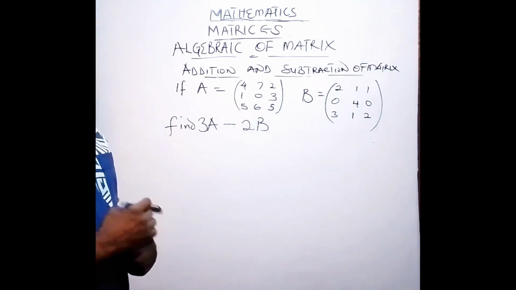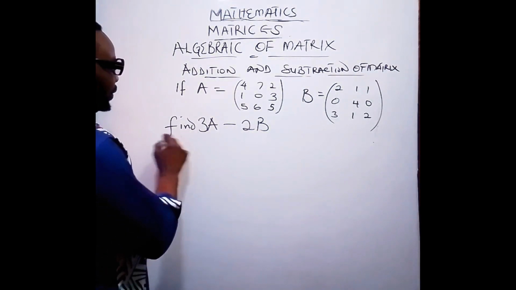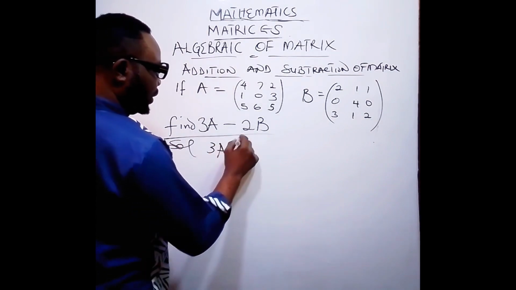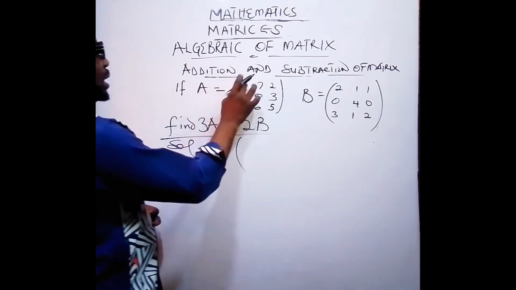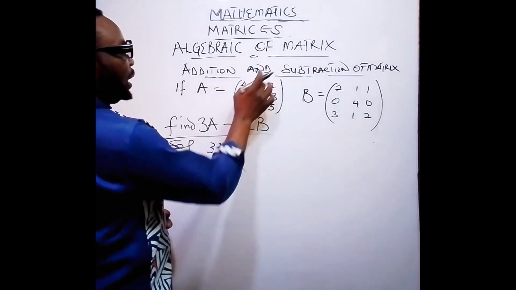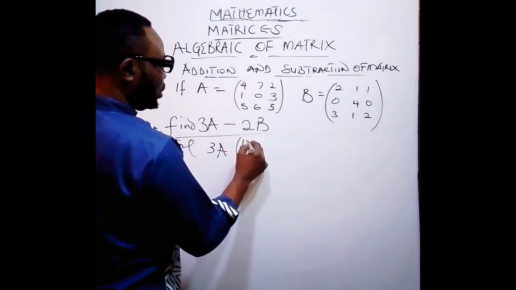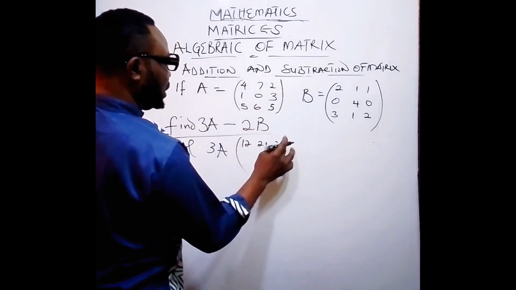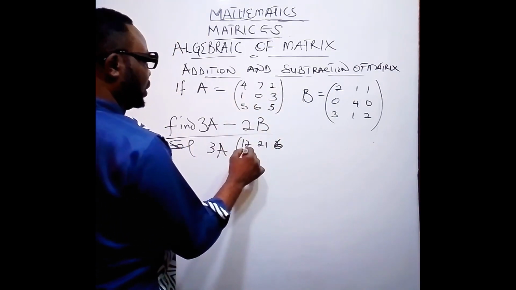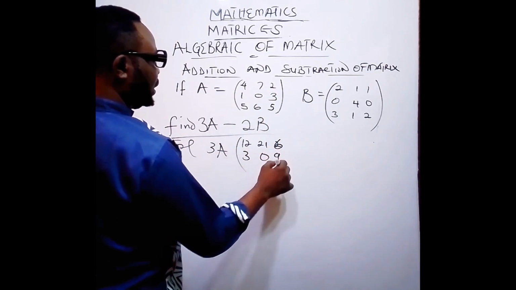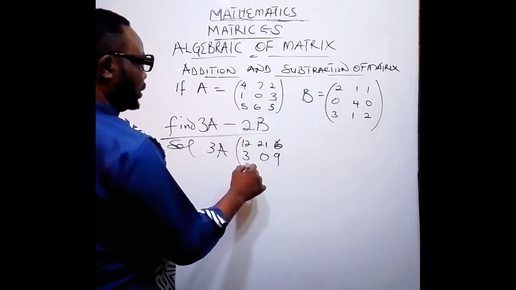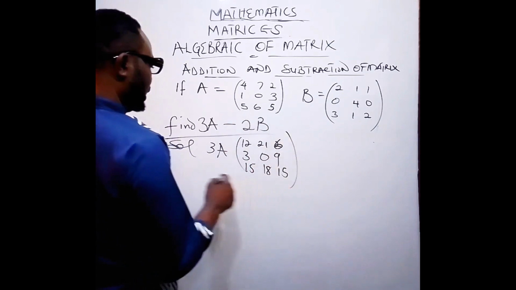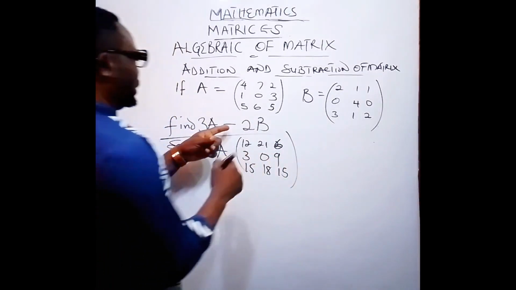Now, what we do here, by simplification, is 3A. What is the value of 3A? We are going to provide it now. 3A will be 3 multiplied by all the entries of A. 3 times 4 is 12, 21. 3 times 2 will be 6. 3 times 1 is 3, 0, 9. 3 times 5 is 15, 18, and 15.